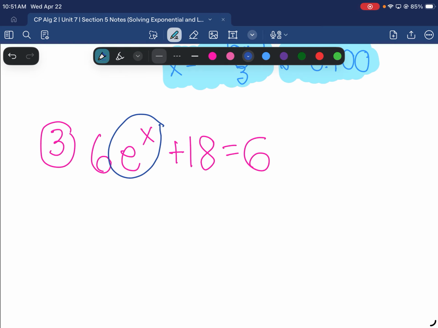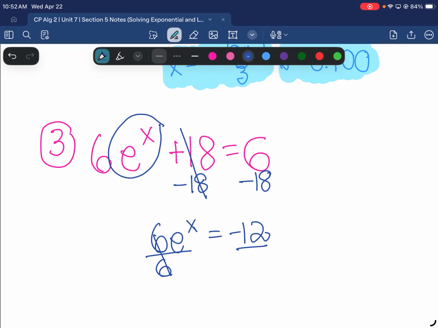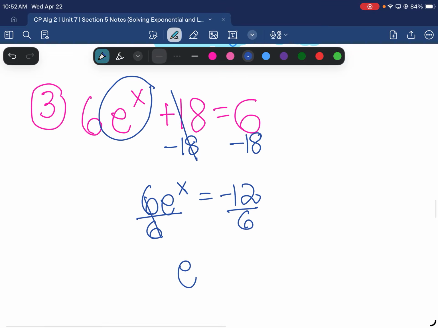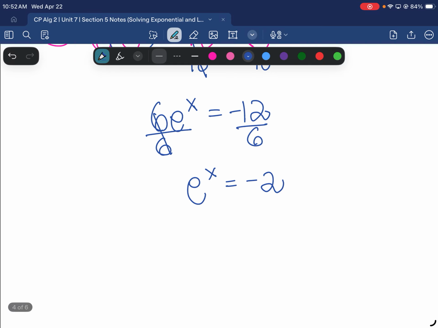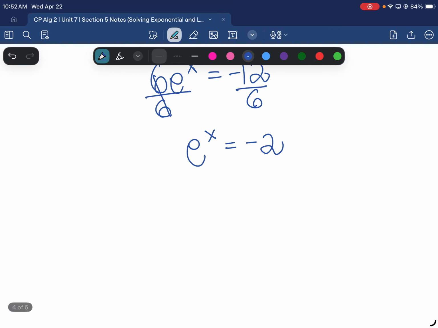Wouldn't it be undefined? Why? Because it's a negative. If you were subtracting 18, you'd get negative 12. Divide by 6, you'd still get a negative 2. Okay, let's do that. So at this point, you're right. You would probably be questioning that. But let's maybe check it.